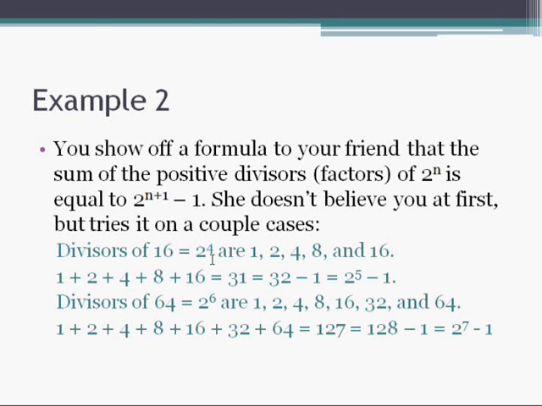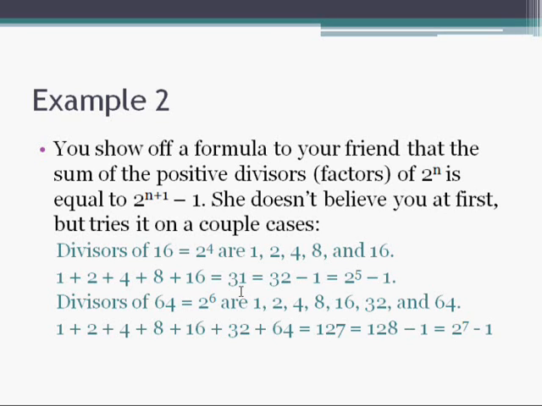So what are the numbers that divide into 16 perfectly? We have 1, we have 2, we have 4, we have 8, we have 16. So that seems to work out pretty well for us. So in fact, if we were to add these things up, 1 plus 2 plus 4 plus 8 plus 16, we get 31. Well, that doesn't seem too interesting.